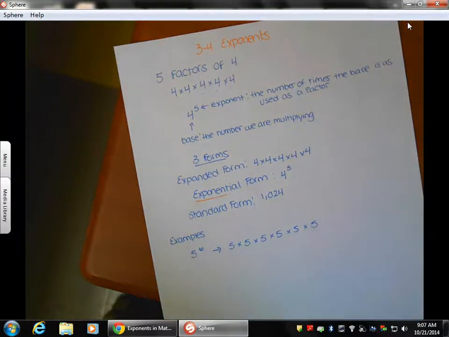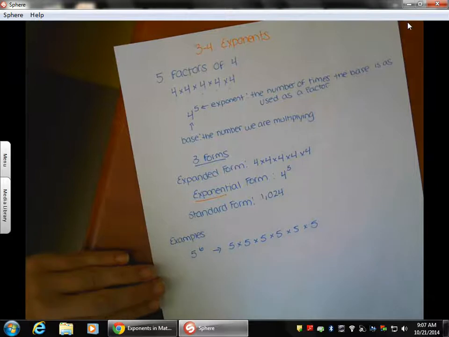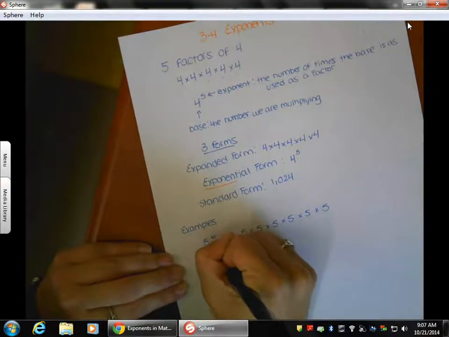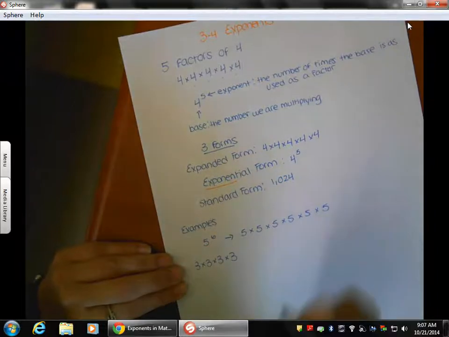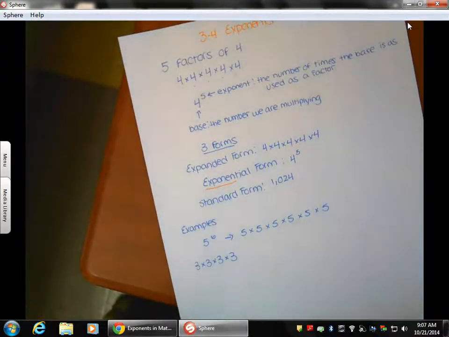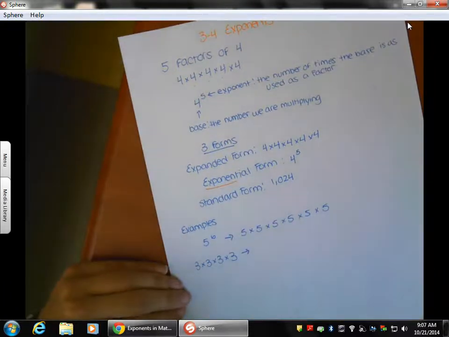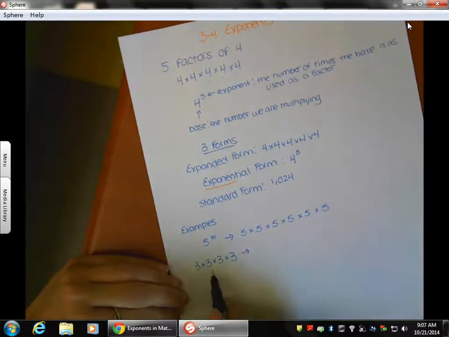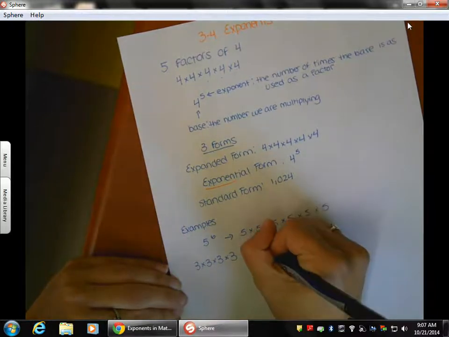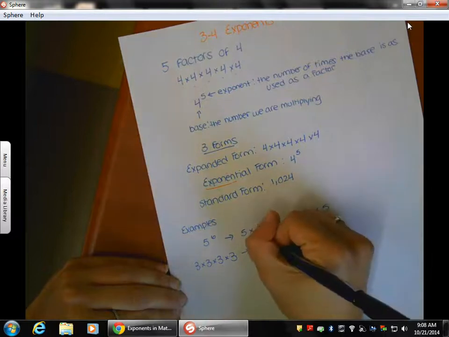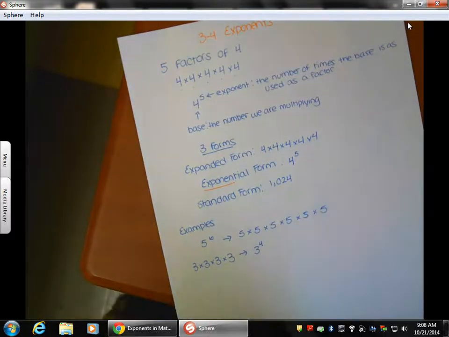Now let's go the other way. Let's work with 3 times 3 times 3 times 3. That is our expanded form given to us. Now we want to put this in exponential form because it's a lot neater and easier to work with. Draw a nice little arrow. So we have to count how many times. 1, 2, 3, 4. So we do our base, which is 3, which is the repeating number, and we multiplied it 4 times.